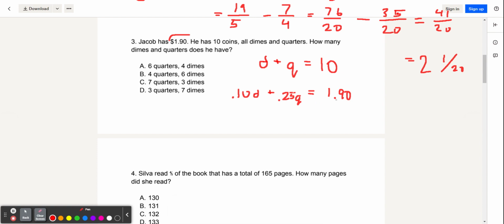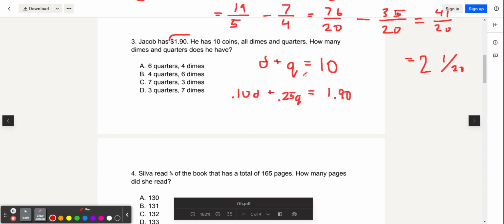Now we can solve the system of equations. How do you do that? Well, one option is we multiply the second equation by 4 to get 0.4 dimes. Actually, an even easier method would be to multiply by 10, because multiplying by 10 is very easy. Just move the decimal point 1 over. So we have 1 dime plus 2.5 quarters equals 19.